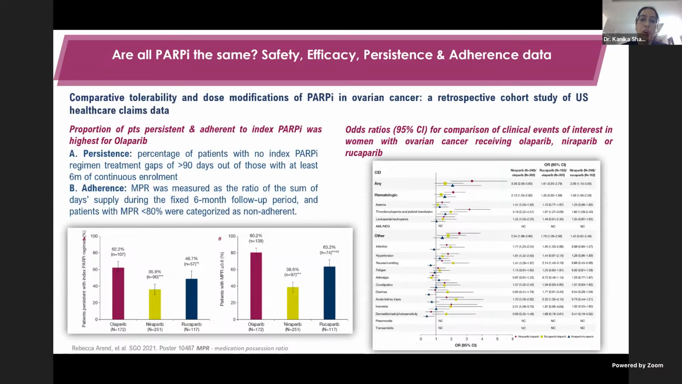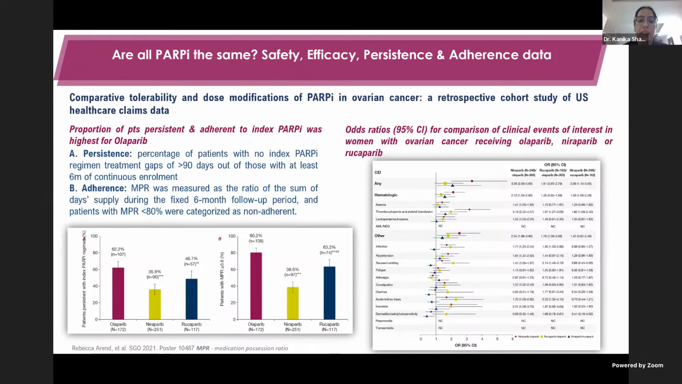So when we talk about the compliance of the patient, there are two things, that is the persistence and the adherence. So what exactly is the persistence? That is the percentage of the patients with no index PARP inhibitor regimen treatment gap of more than 90 days. That is, if there is more than 3 months, there is a delay, out of those with at least 6 months of continuous enrollment, that is the persistent treatment.